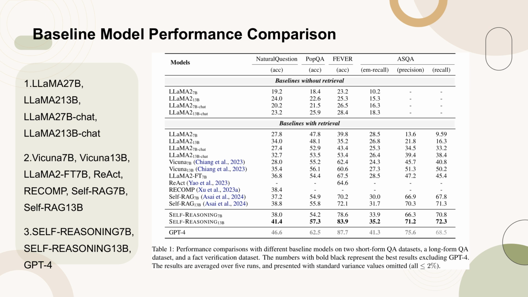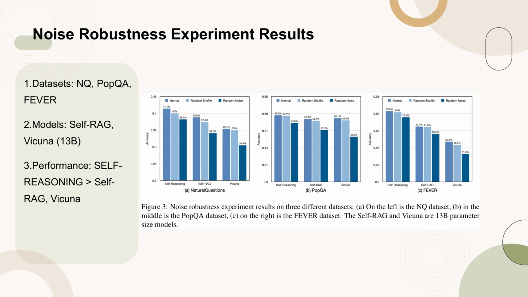The results highlight the effectiveness of retrieval-augmented LLMs over basic ones, with self-reasoning frameworks showing superior performance compared to most strong baseline LLMs. Notably, self-reasoning's efficiency in training with fewer samples stands out, contrasting with the resource-intensive training of models like Self-RAG. Figure 3 presents the noise robustness experiment results across 3 datasets, NQ, PopQA, and Fever.